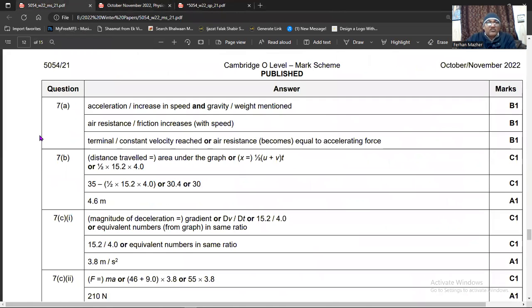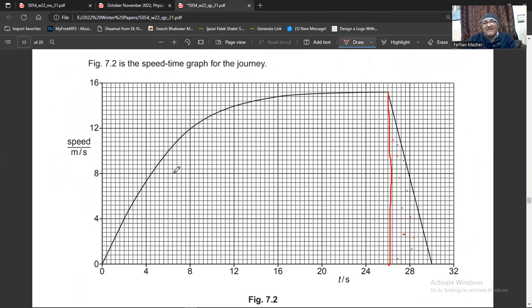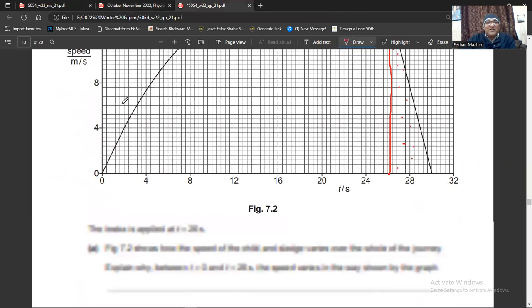Let's check. 4.6 meters is the right answer, sir. And I hope you have understood this idea. And let's move to the next part.